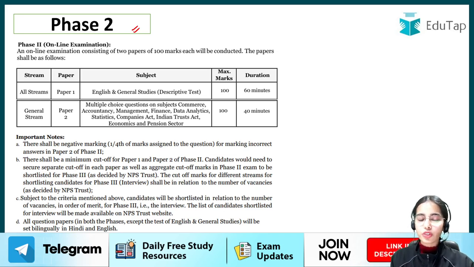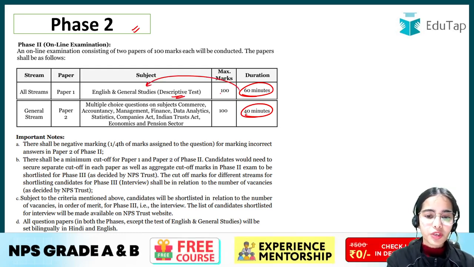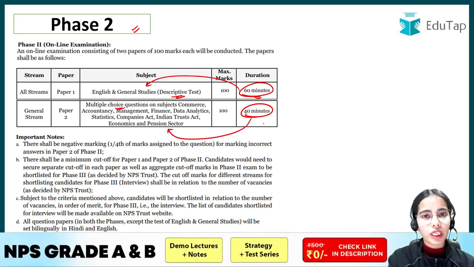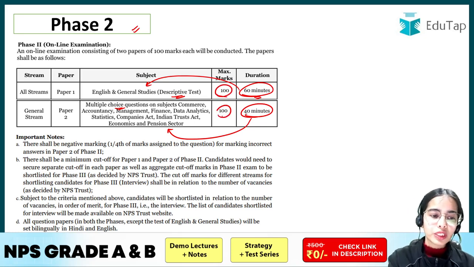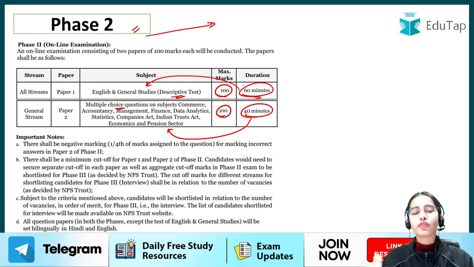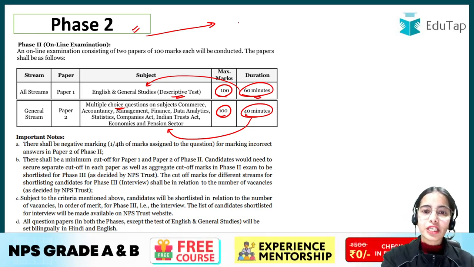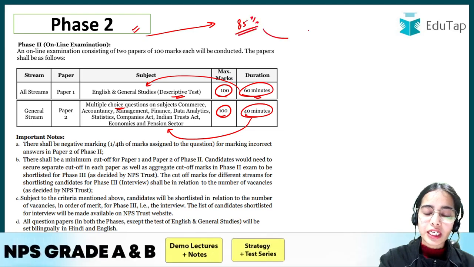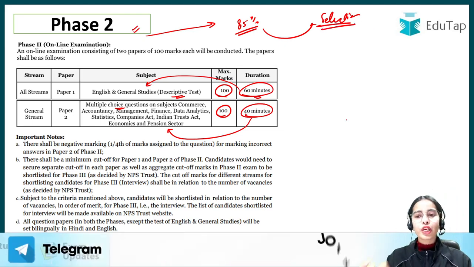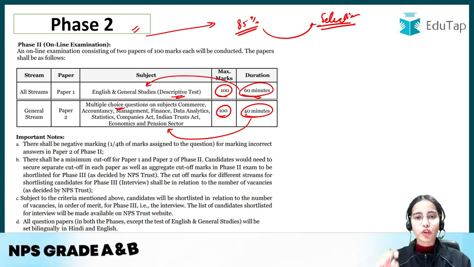So for the strategy for phase 2, you have the sectional timing here. For the English and General Studies descriptive test, you have 60 minutes. For the multiple choice questions of different subjects, you have 40 minutes. Okay, and both of these sections carry 100 marks, and your phase 2 is the make or break of your NPS grade A or grade B selection, because phase 2 carries 85% weightage in your selection as the officer in the NPS, right? So remember that this phase 2 is the make or break of your selection.